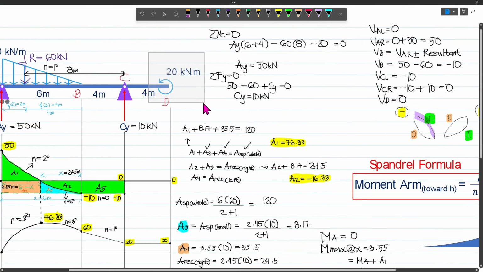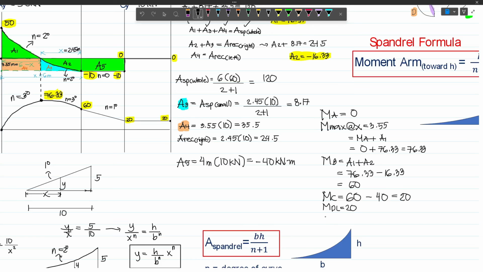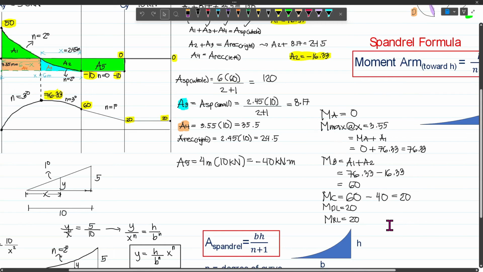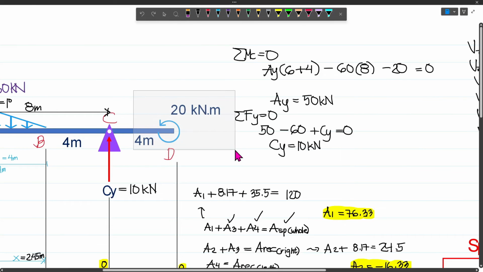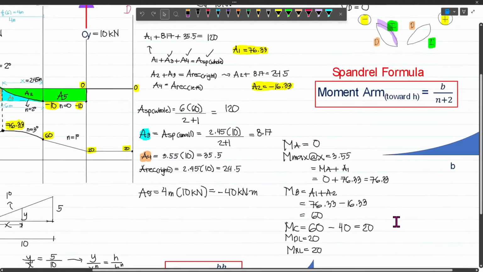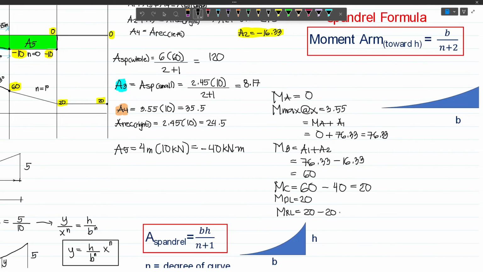Kasi diba, we have a moment load dito. And so we will have left and right moment values. And then our MRL will become 20 and then minus the moment load. Now sir, bakit minus? This is because our applied moment here is counterclockwise. And so that will be negative. And then yung magnitude is 20. And so we have minus 20. And so diba, magiging 0. And so tama yung diagram natin.